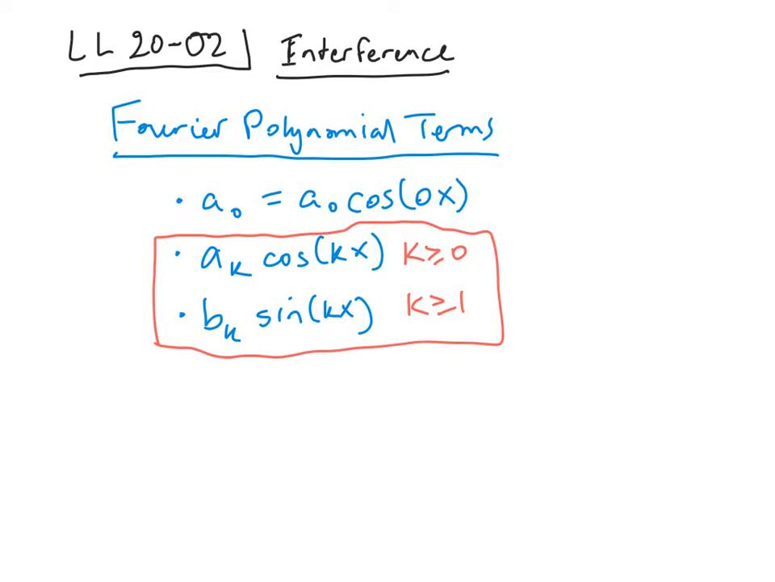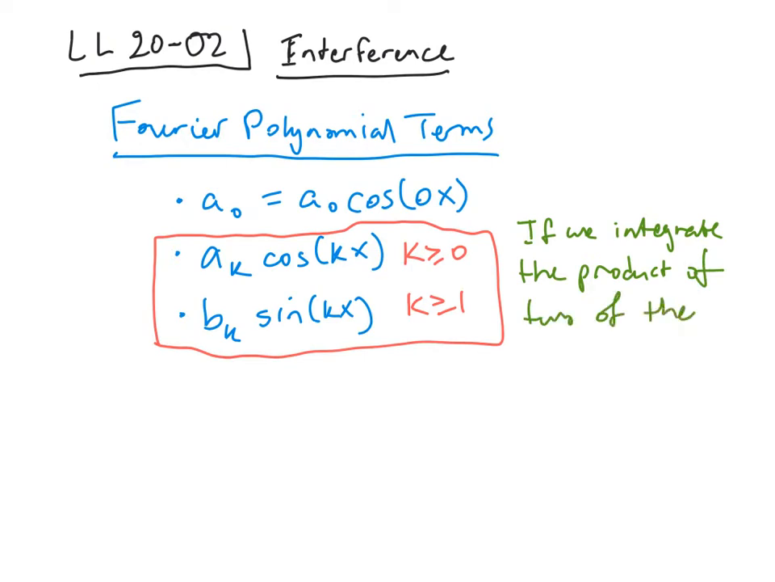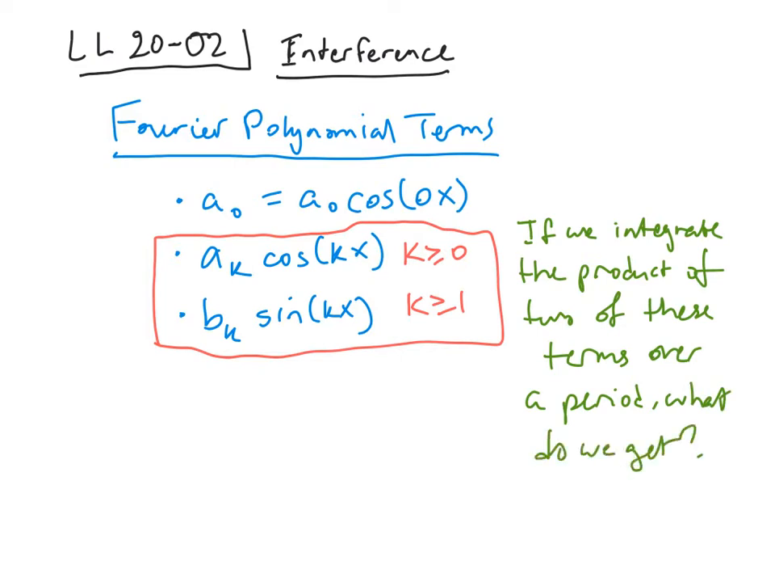Anyway, in this video, we're going to look at how these terms play off of each other. In particular, there's a very specific question I want to ask, which is, if we integrate the product of two of these terms over a period, what do we get? When I say two of these terms, what I actually mean is we're going to take these terms of the Fourier polynomial and multiply them by various cosine of kx's and sine of kx's and see what happens in the integral. In other words, we're going to multiply one of these terms by just one of these basic building blocks, a cosine of kx or a sine of kx, and see what the integral is over one period.